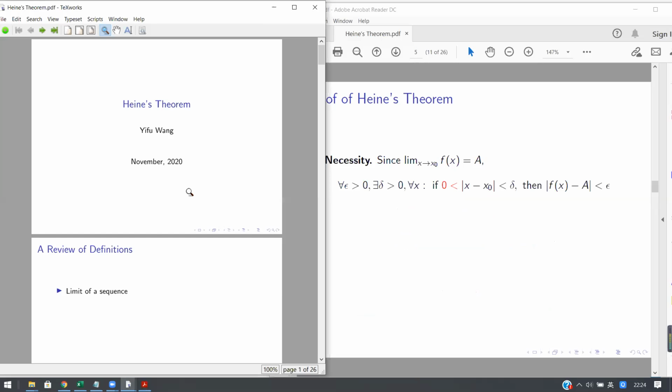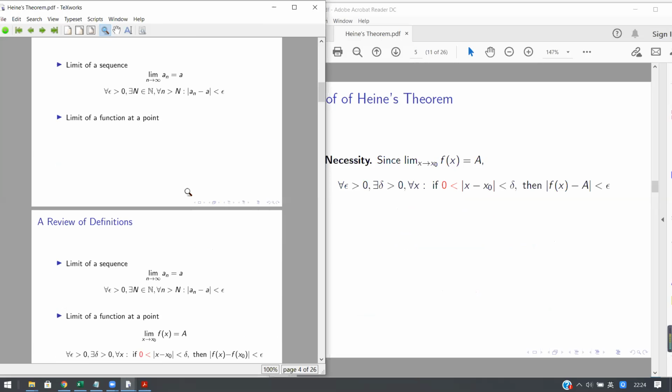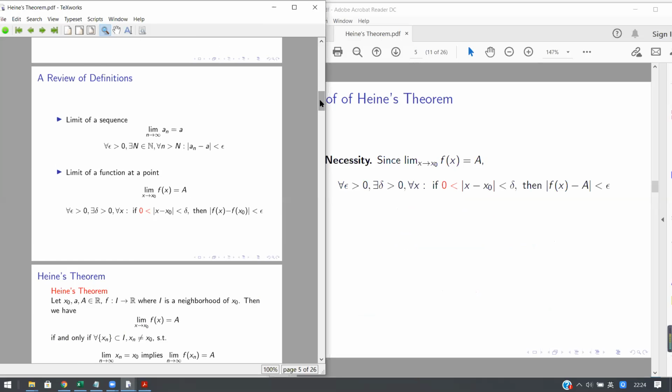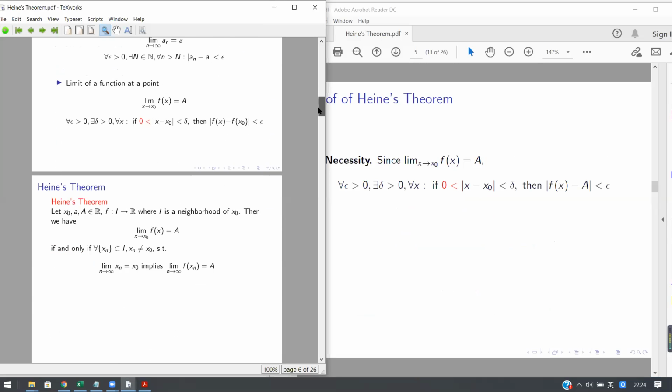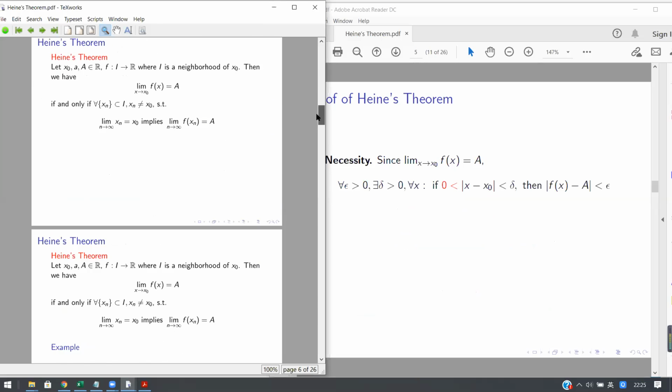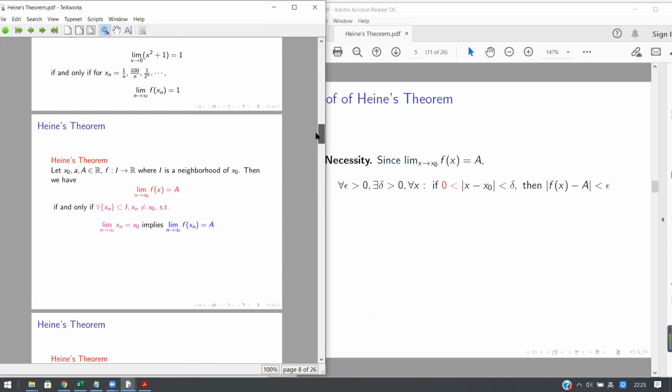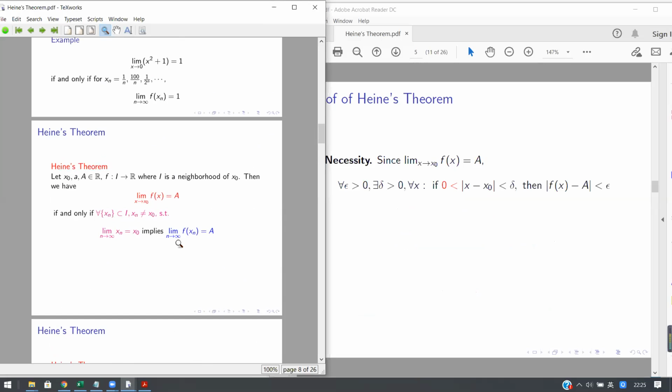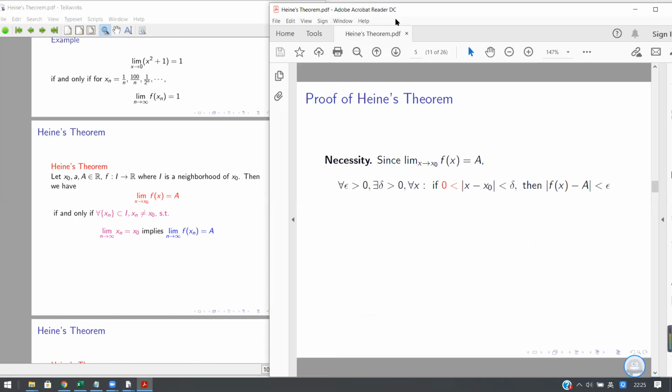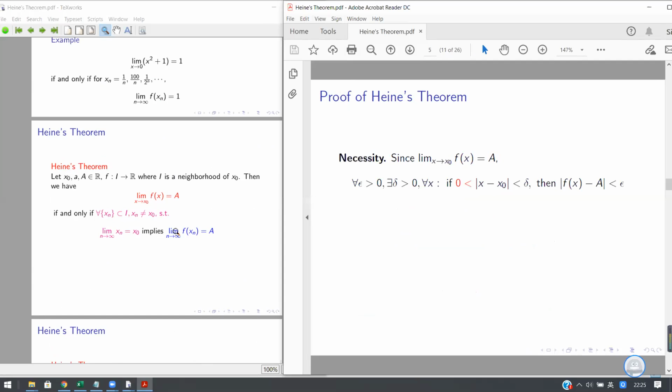Okay, now we need the double screen, double windows to work. Now we just put our theorem here, so we can see them at the same time, okay? So for the necessary side, as we mentioned, we need to assume the red one and also the purple one, and try to deduce the blue one, right?